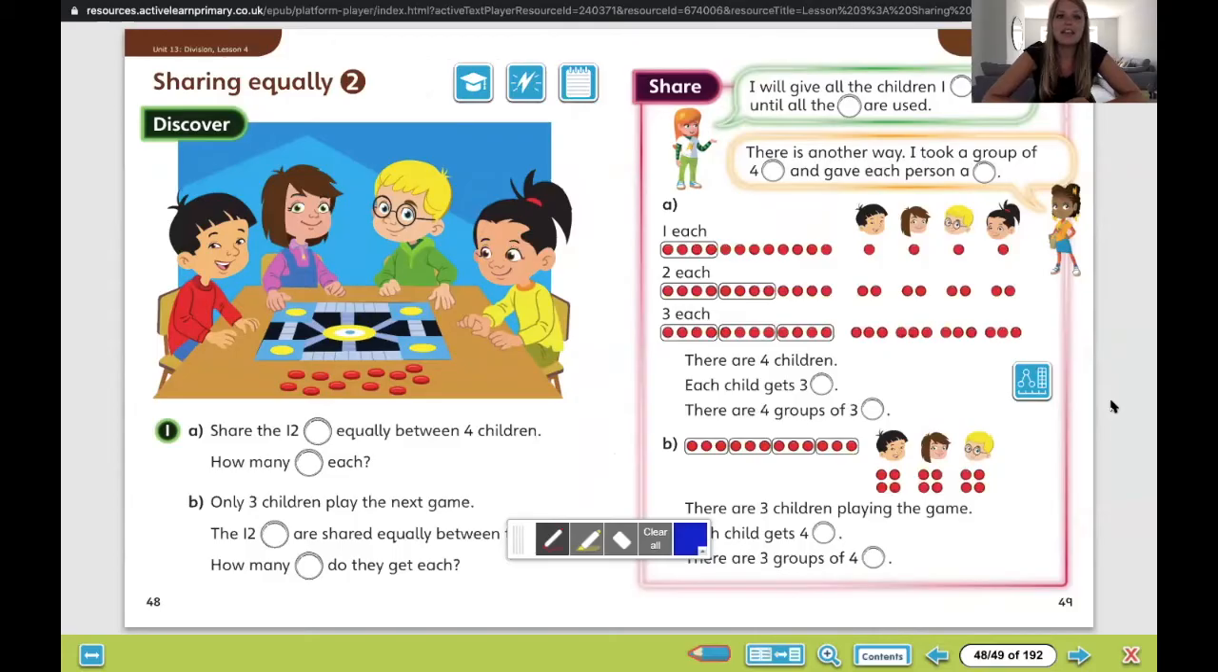Okay, so today is another session all about sharing equally. So sharing equally number 2. And now we're on to our Discover section. So in this picture, we've got 4 children and they're playing a game. And I can see that there are 1, 2, 3, 4, 5, 6, 7, 8, 9, 10, 11, 12. So there are 12 counters and there are 4 children. I'm just going to put that there to help us.